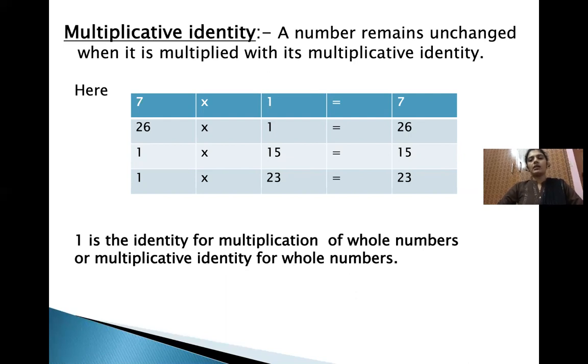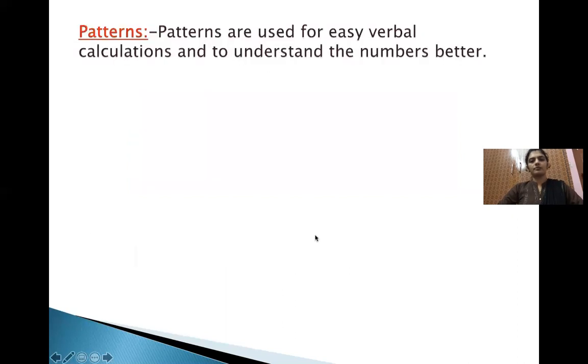So here identity means we get the same number. In addition, when we add 0, we get the same number, and in multiplication, when we multiply a number with 1, we get the same number. So this is the meaning of identity.